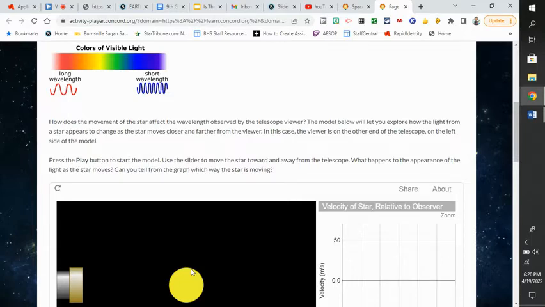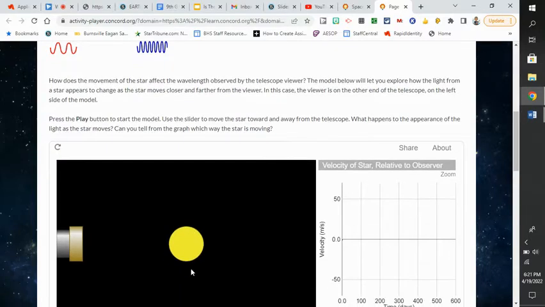In this case, the viewer is on the other end of the telescope on the left side of the model. Press the play button to start the model. Use the slider to move the star toward and away from the telescope. What happens to the appearance of light as the star moves? Can you tell from the graph which way the star is moving?